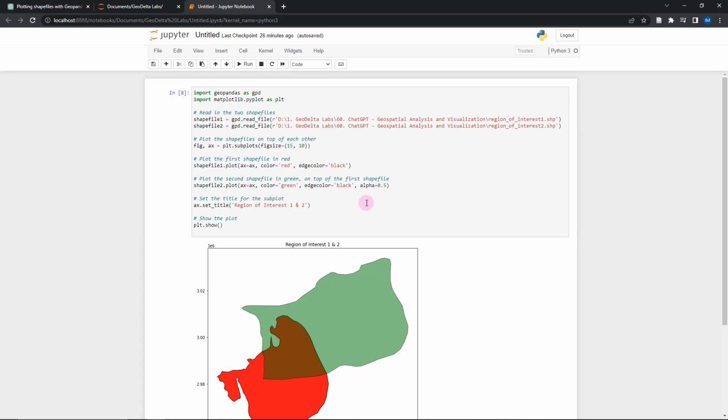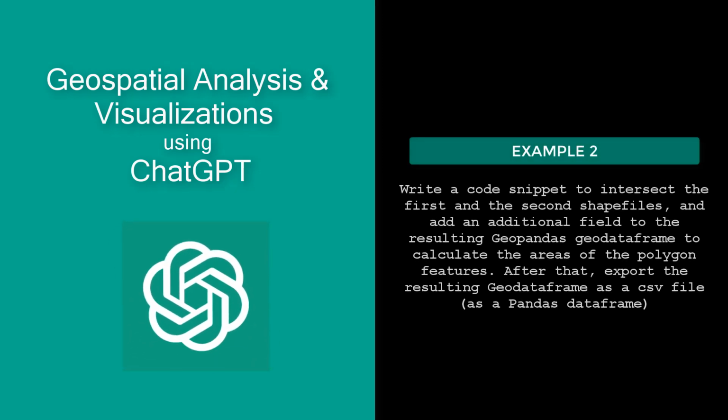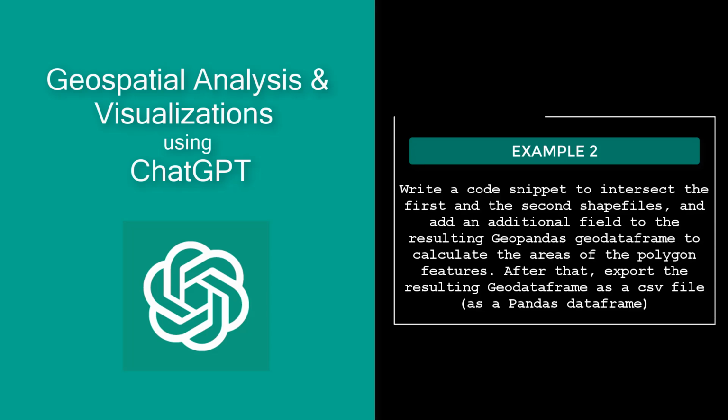Alright, with that, let's move on to the second example, example number 2. So in the second example, I'm asking ChatGPT to write a code snippet to intersect the first and the second shapefiles and add an additional field to the resulting GeoPandas geodata frame to calculate the areas of the polygon features. After that, I'm asking ChatGPT to export the resulting geodata frame as a CSV file or as a pandas data frame that we can basically open up using Notepad or Microsoft Excel or a software like that.